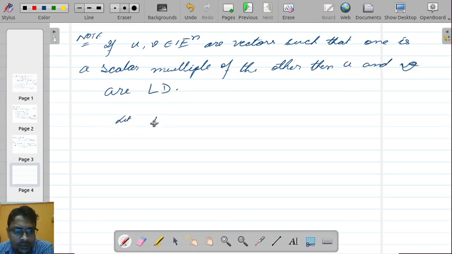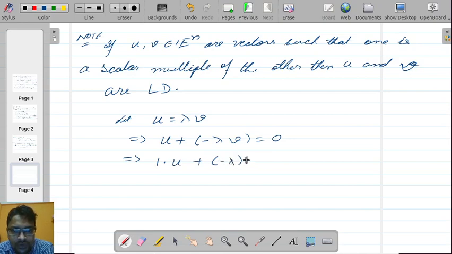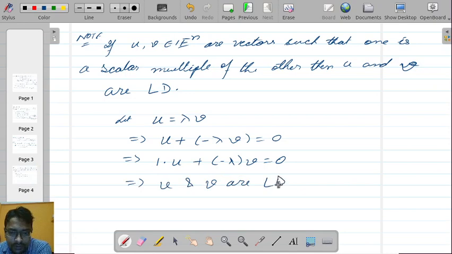So let u equal lambda times v. So from here what can I write? I can write it as u plus minus lambda v, and this will be equal to 0. That is, 1 into u plus minus lambda times v equal to 0. So from here can I conclude u and v are linearly dependent? Why? Because 1 is not equal to 0.